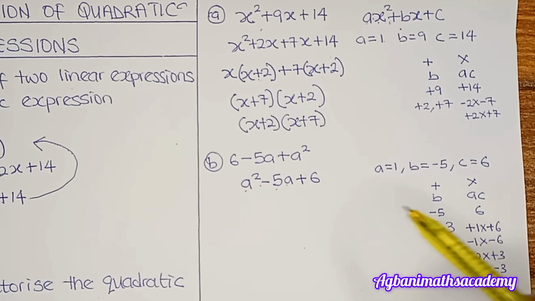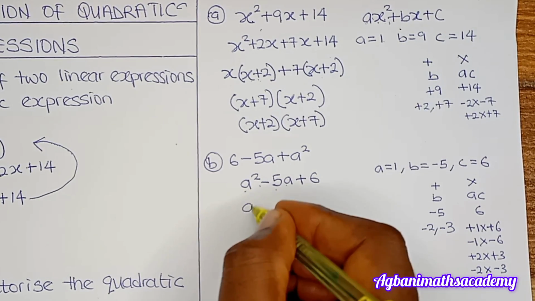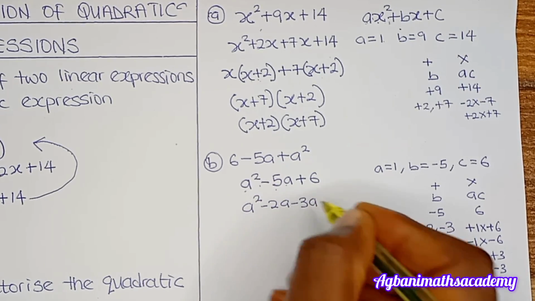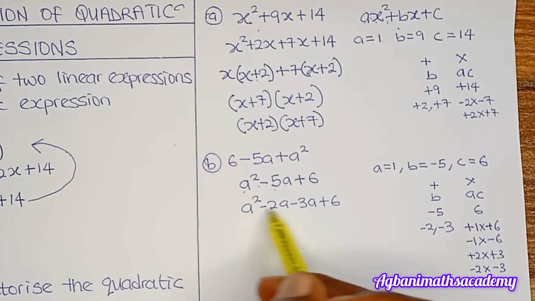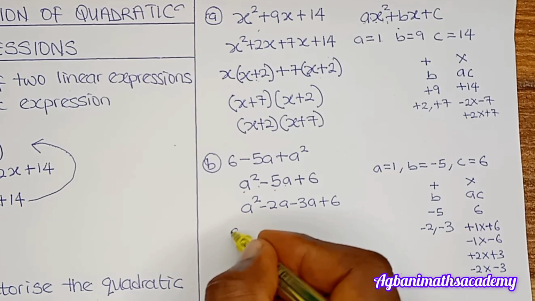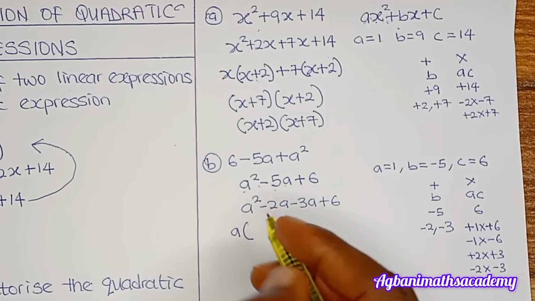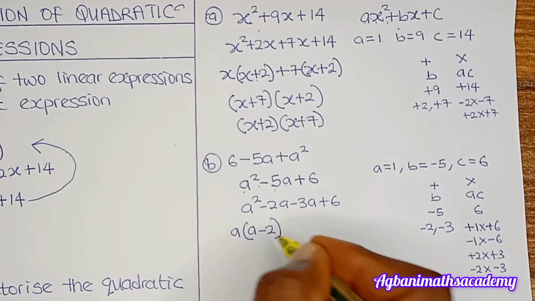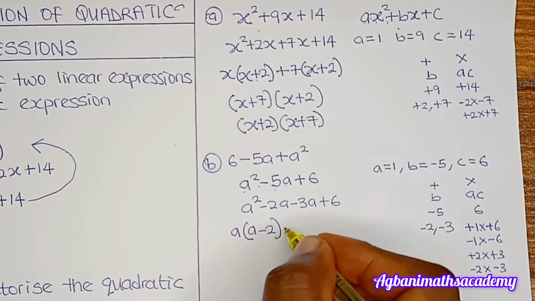So we are going to use them to replace minus 5a. So instead of having minus 5a, we are going to have minus 2a minus 3a. So let's do that. a squared minus 2a minus 3a plus 6. So we can factorize these two and then factorize these two. So let's see what is common. a is common here. So we have a squared divided by a will give us a, minus 2a divided by a will give us minus 2. We'll bring this minus sign down.